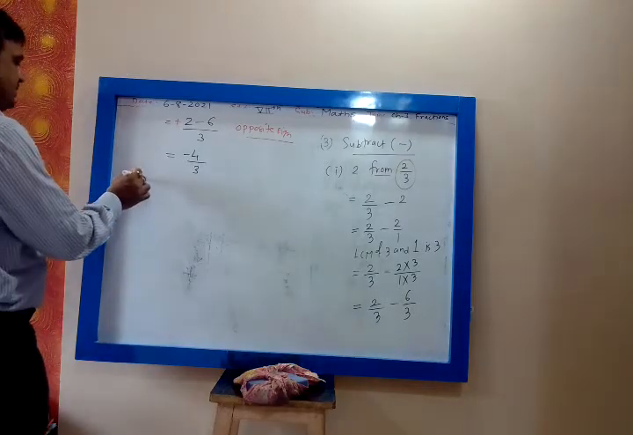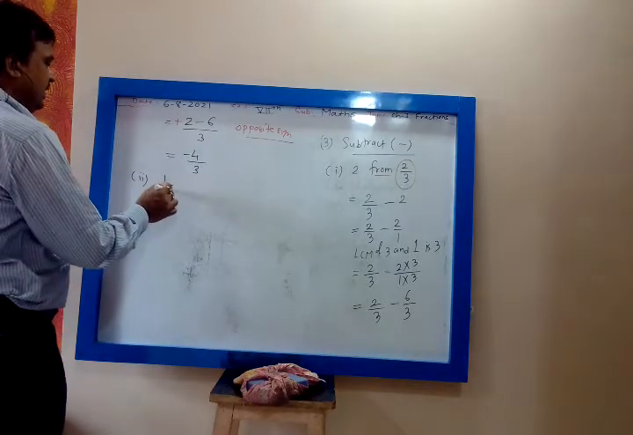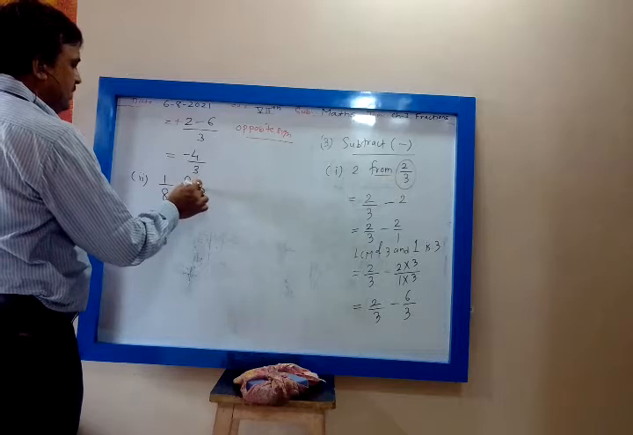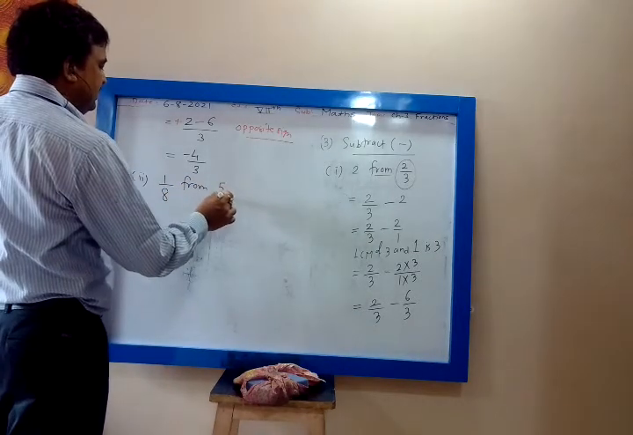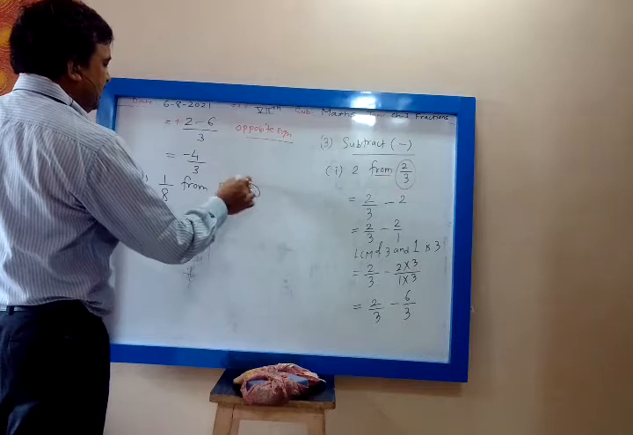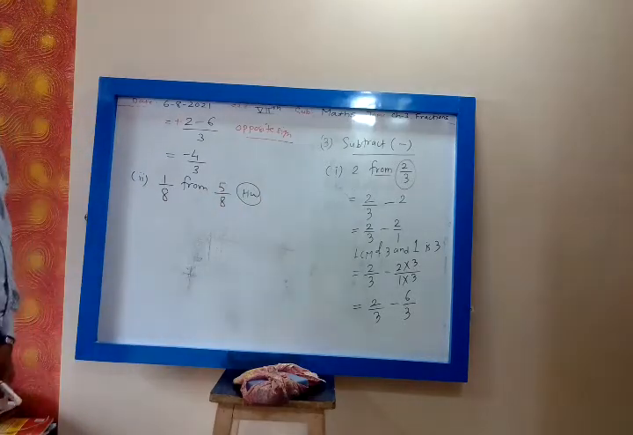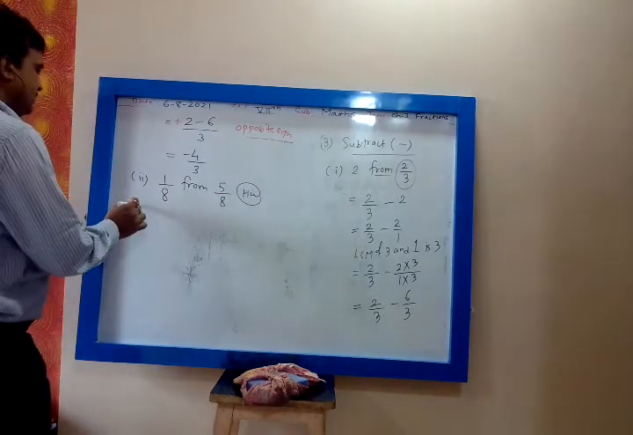Then second question, subtract 1 by 8 from 5 by 8. This will be homework. That will be 5 by 8 minus 1 by 8, 4 by 8, 4 by 8 will be 1 by 2. Answer is 1 by 2. Okay.